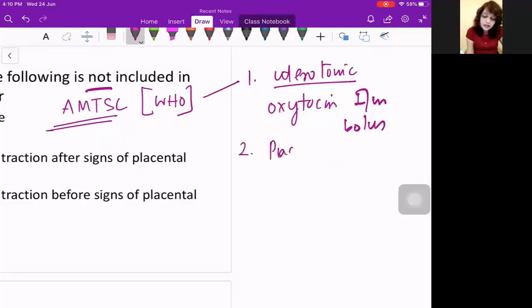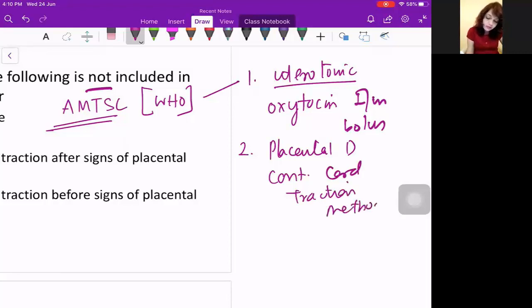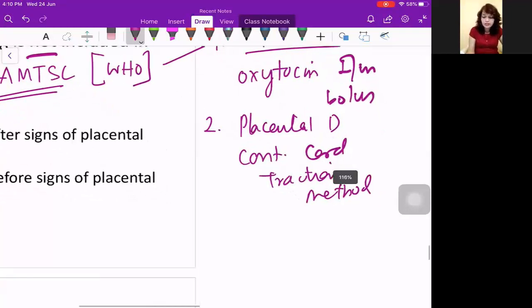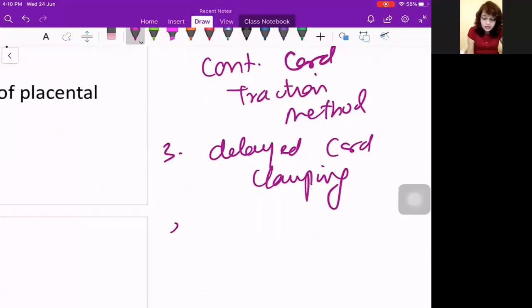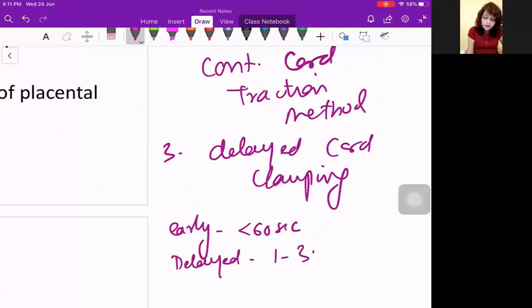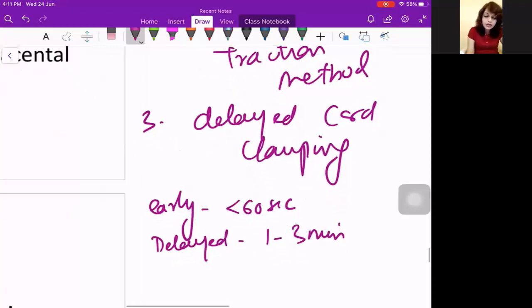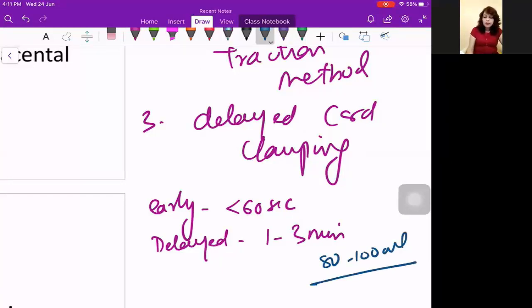Number two, placental delivery is to be done by the controlled cord traction method. Number three, nowadays delayed cord clamping is being recommended. What do you understand by early or delayed? Early cord clamping means the cord is clamped within 60 seconds. Delayed cord clamping means the cord is clamped between 1 to 3 minutes. If you do delayed cord clamping, around 80 to 100 ml extra blood can go to the baby.